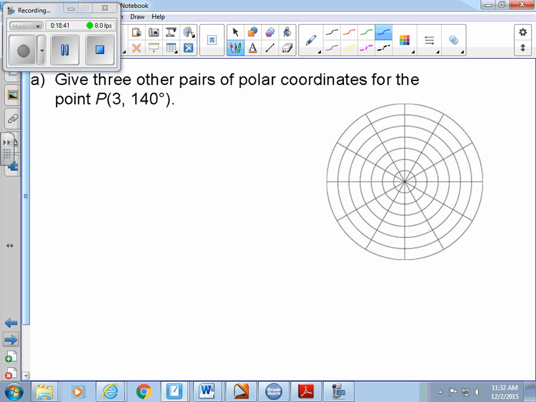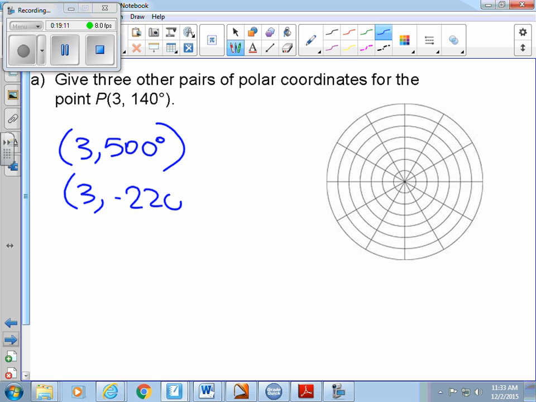Of course, you already mentioned the first way you can get another point is just to add 360. So 360 plus 140 is 500. So that is one other representation. Of course, I could subtract 360 like you said, and that would be negative 220. So just put a negative in front of the 3.